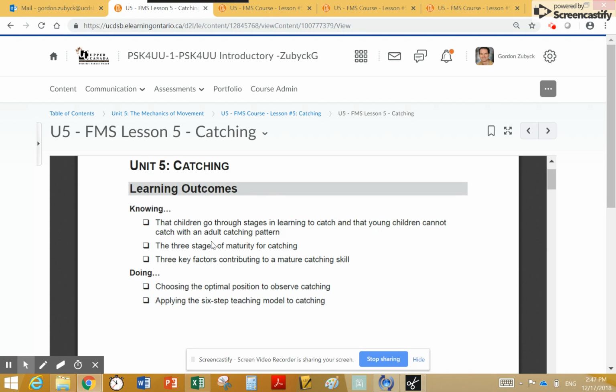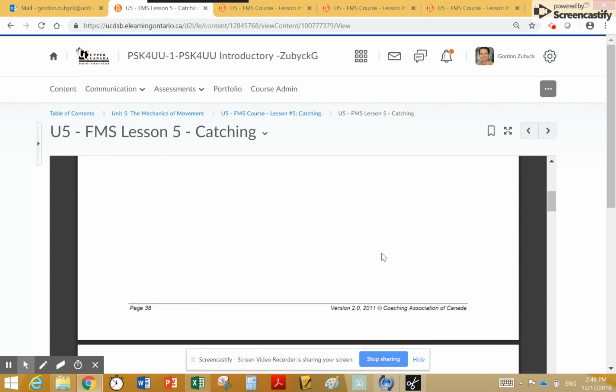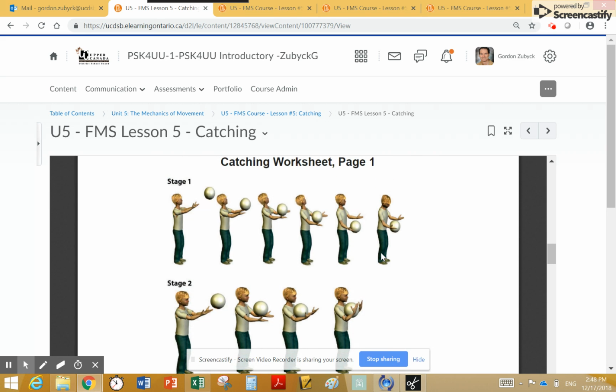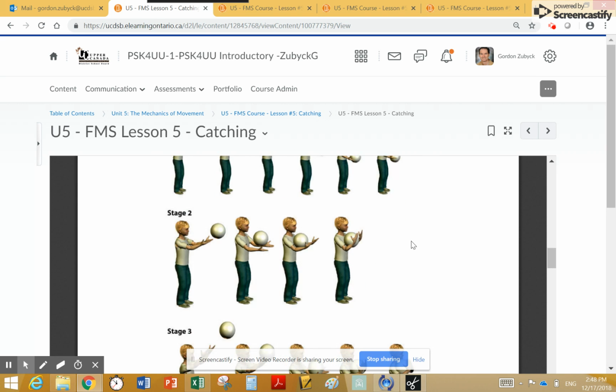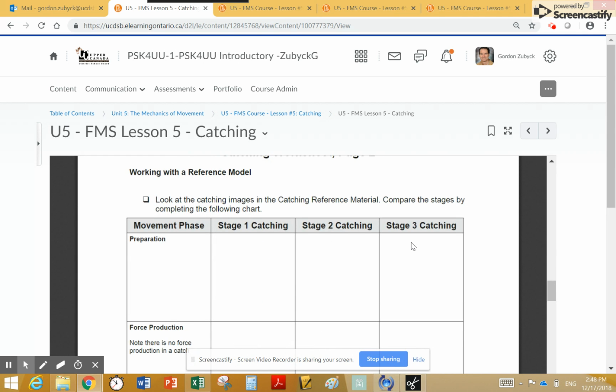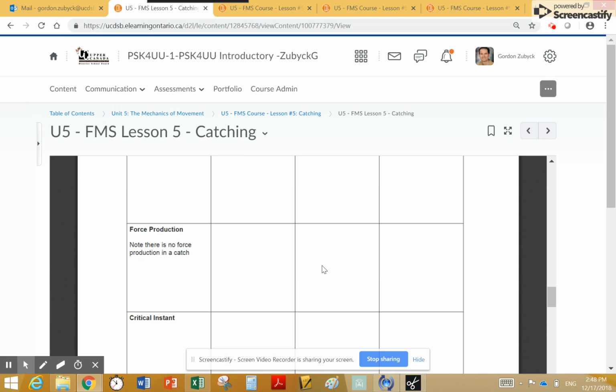So for example, things we need to know is that there are different stages in terms of catching. There are also the 3 stages of maturity for catching, and some key factors contributing to a mature catching skill. Again, the doing piece is the optimal position to observe, and then of course our 6-step teaching model. This will take you through and give you an idea what the different stages of catching look like. The interesting piece is that when you're looking at the phases of movement, there is no force production because you're catching.